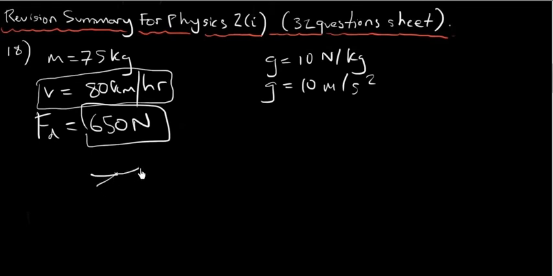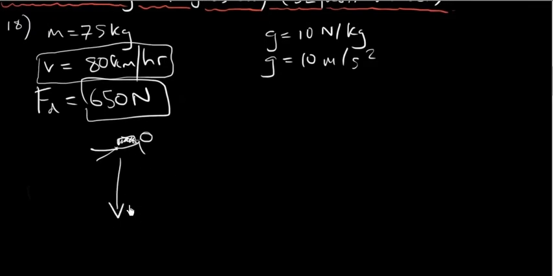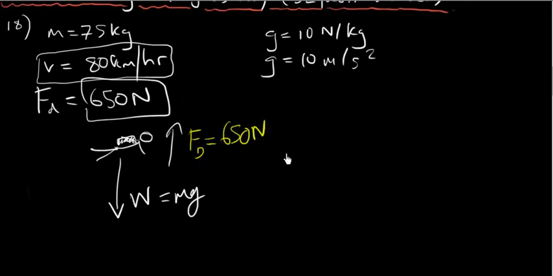So here's the guy. Looks something like that, and he's falling, with his backpack, and we know that he's got two forces acting on him. One of them is the weight, which is mg, mass times g, and the other one is the drag force, F drag, which is given as 650 newtons. So what's our formula for acceleration, which is the one we want to find? Here they ask us for the acceleration. The formula for acceleration in this case is F equals ma.